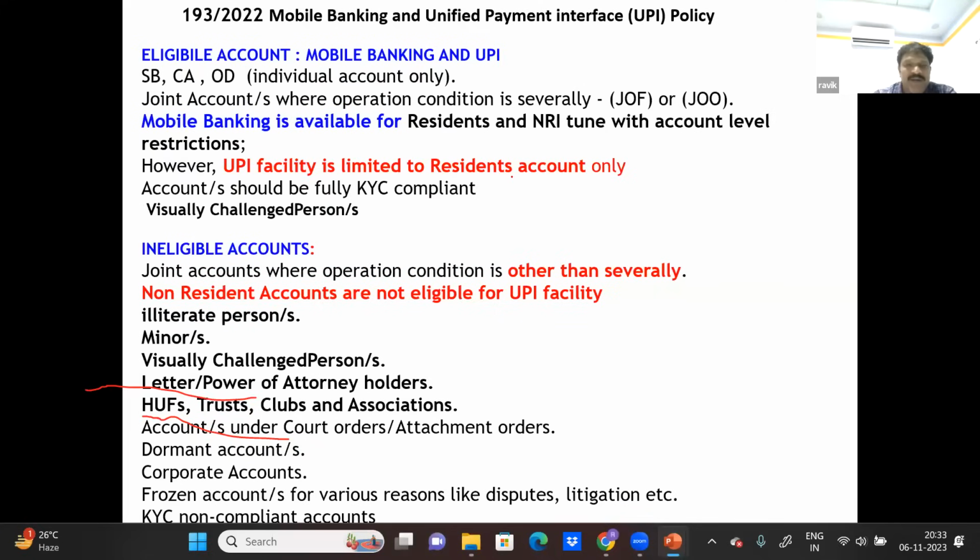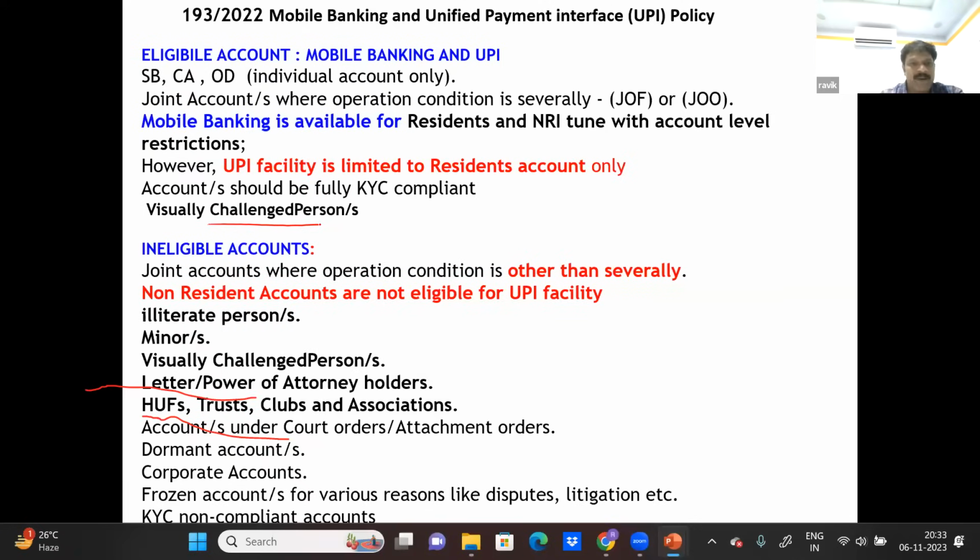The account must be KYC compliant. One important thing I've observed while reading the policies is that visually challenged persons are now allowed. Even in other products, which we will see, they have allowed visually challenged persons. They can also take mobile banking. Okay. This is a very important thing.